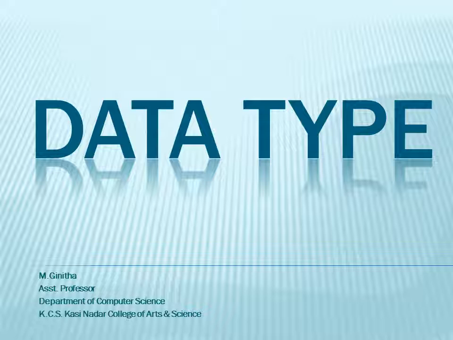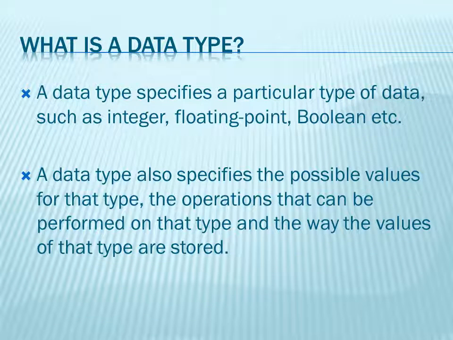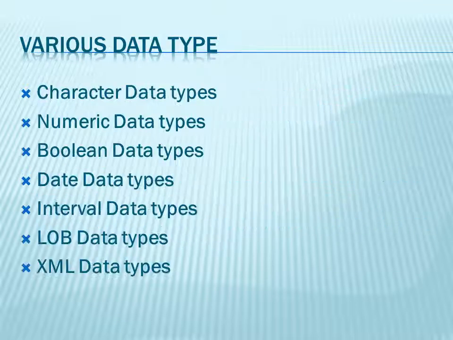In this video, we can see what is data type in SQL. What is a data type? A data type specifies a particular type of data such as integer, character, floating point, boolean, etc. A data type also specifies the possible values for that type, the operations that can be performed on the type, and the way the values of the type are stored.